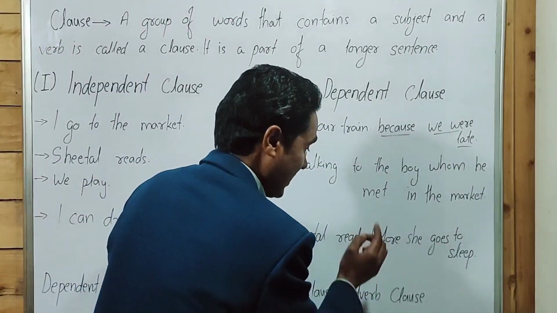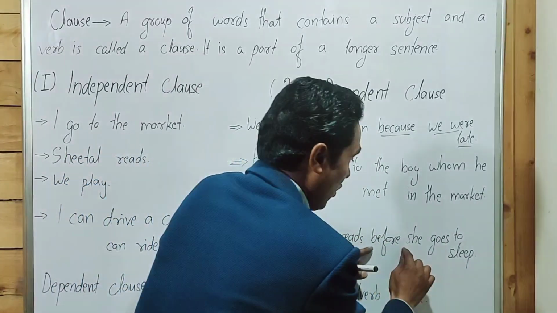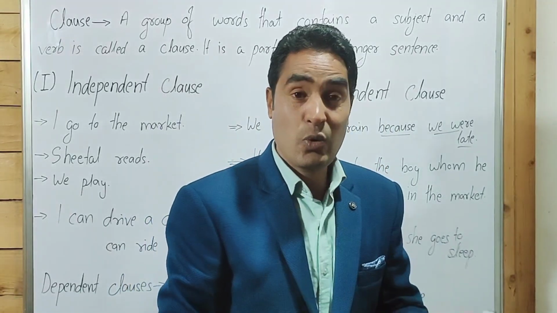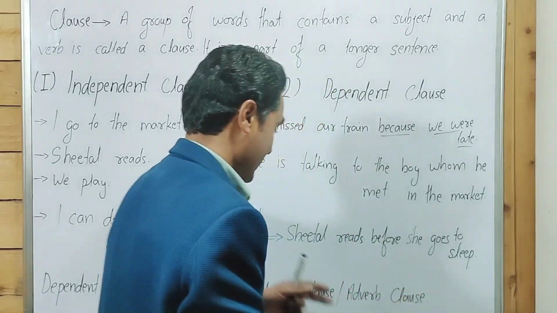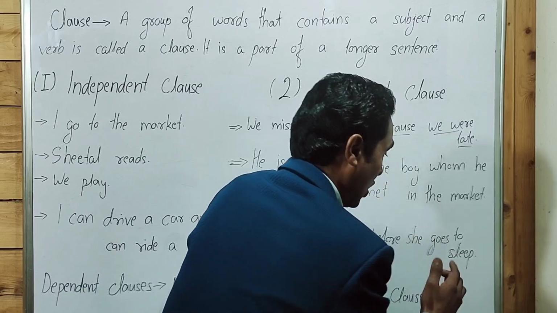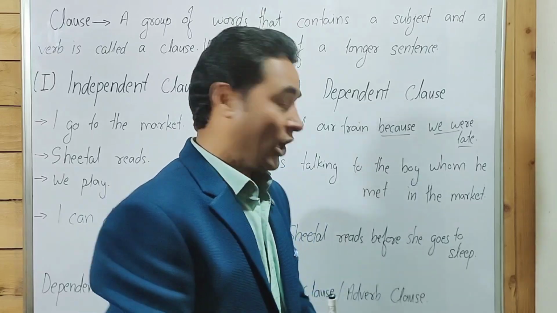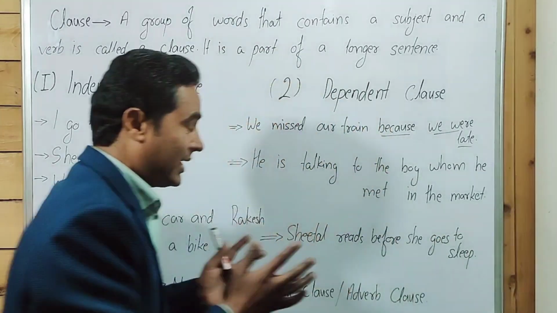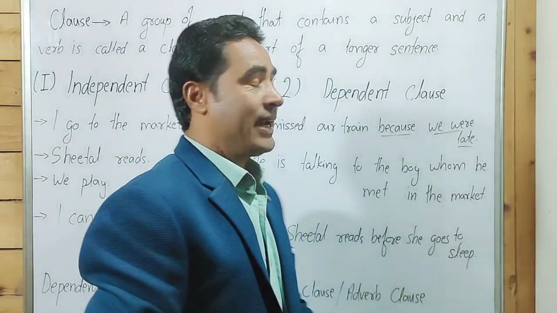Sheetal reads. An independent clause. Complete sentence, complete sense. Before is a subordinate conjunction. Before she goes to school. What does she do before going to school? So we have to ask a question. So a dependent clause gives us an incomplete sentence. It can't stand alone. Sheetal reads before she goes to school. Complete sentence.